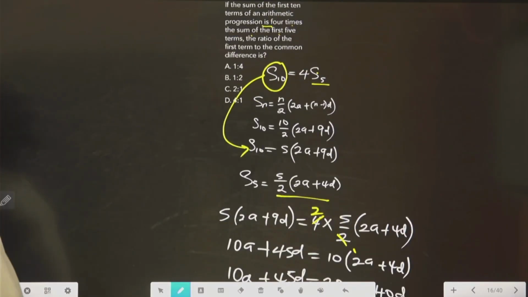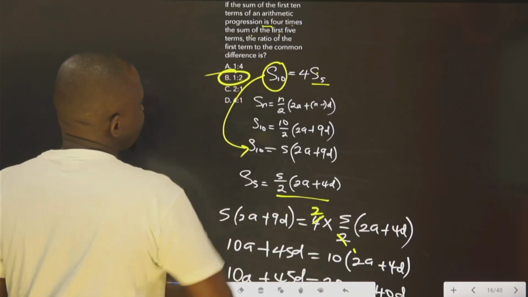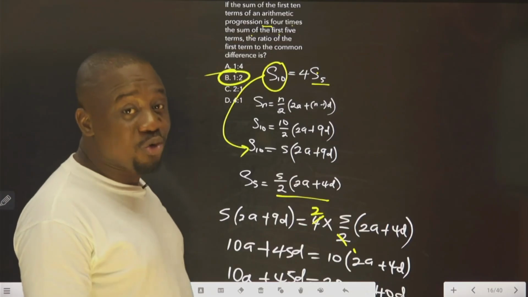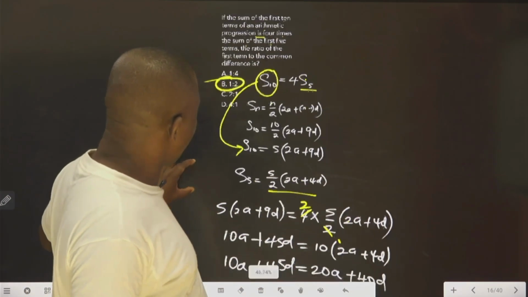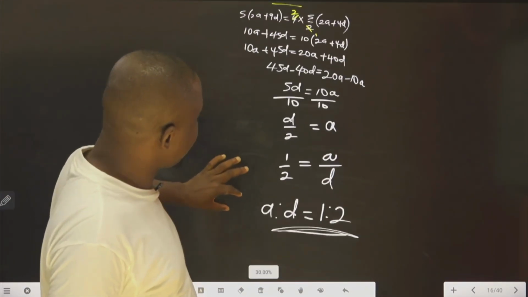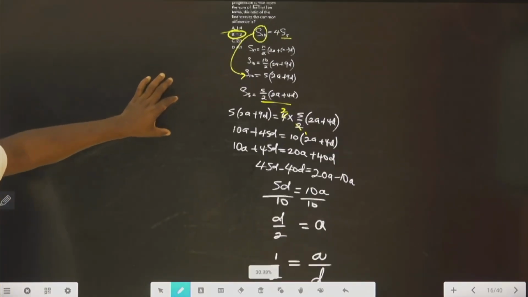1 ratio 2 here is this. So you can see they are also giving you 2 ratio 1. If you mark that, you make a big mistake, okay? This is the answer. Let's look at this.